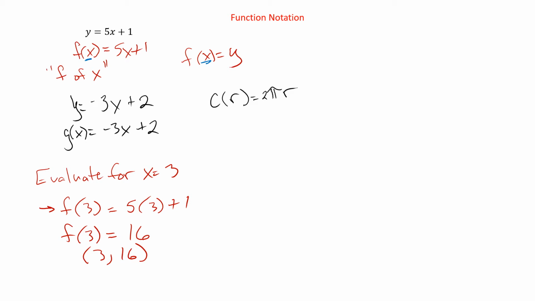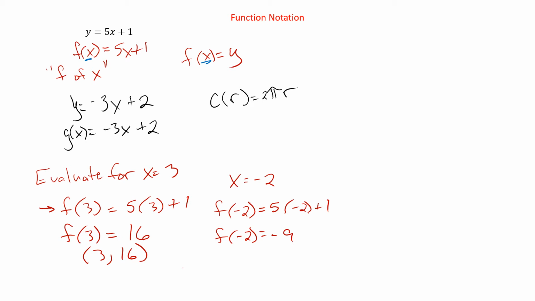If we wanted to evaluate for x equals -2, we would have f of -2 equals 5 times -2 plus 1. So 5 times -2 is -10, plus 1 is -9. So we have f of -2 equals -9. f of 3 equals 16. It's not y equals 16, y equals -9. It's like, well, which one does y equal?